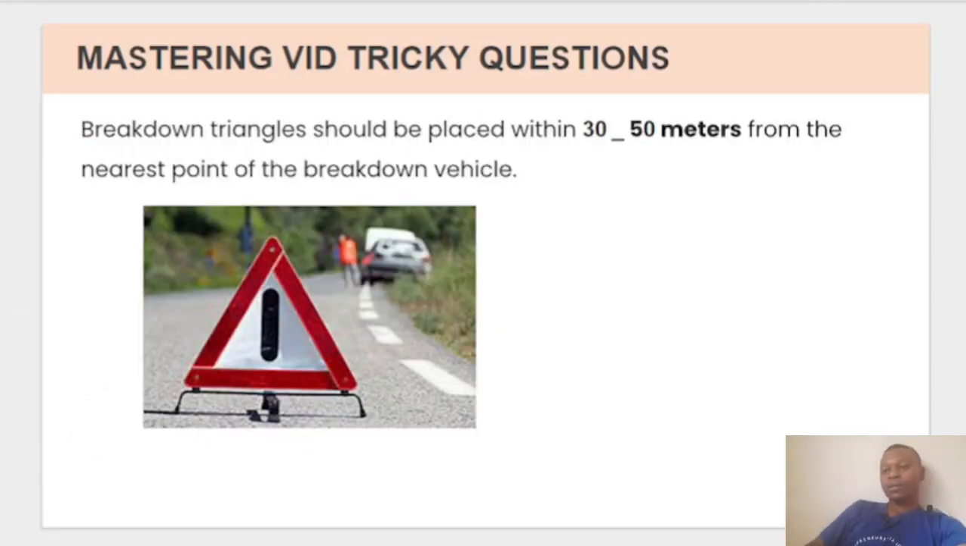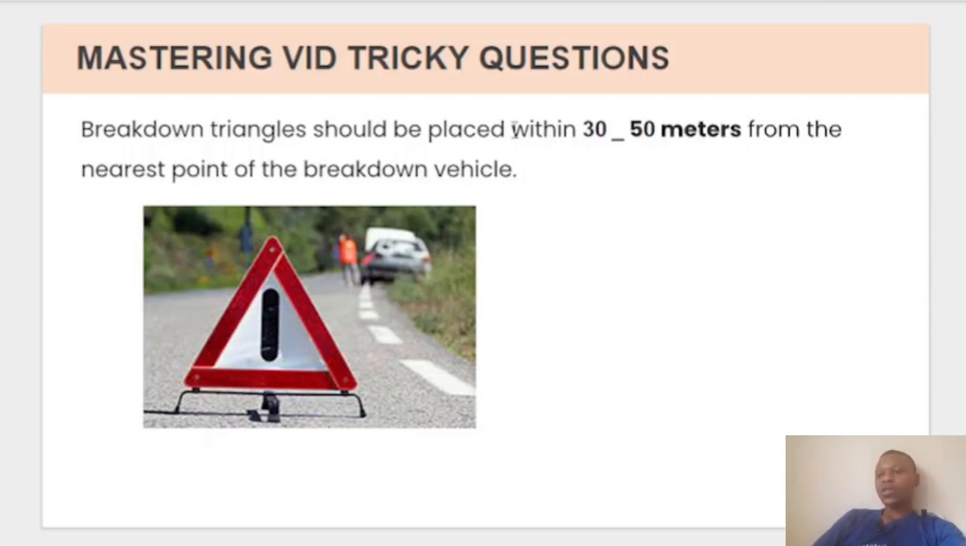Okay, now let's talk about the breakdown triangles. You've seen this red triangle probably on the road, right? So questions do come, and it may say, from what distance should the breakdown triangles be put? First of all, the purpose of the breakdown triangles is to signal that that vehicle is broken down. So if your vehicle is broken down in the middle of the road, you have to put the breakdown triangles one at the back and one in the front.